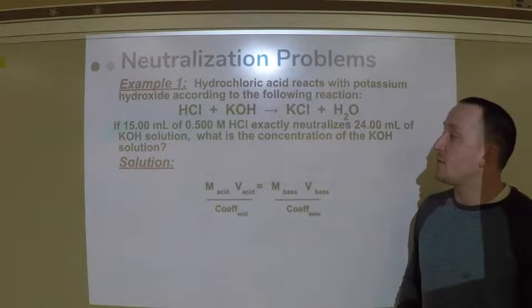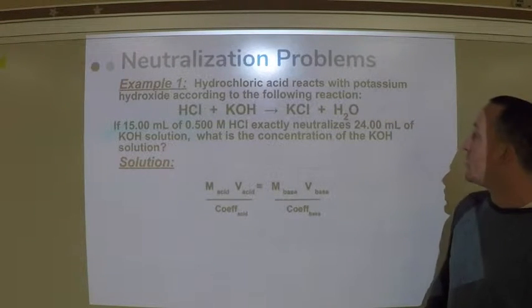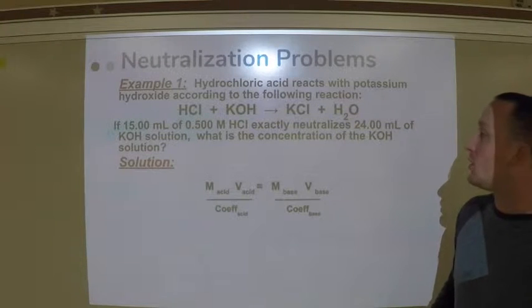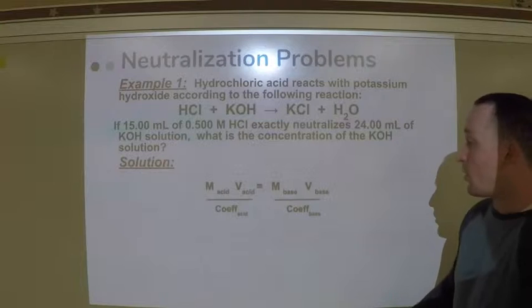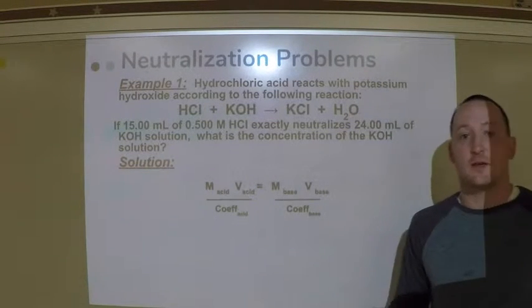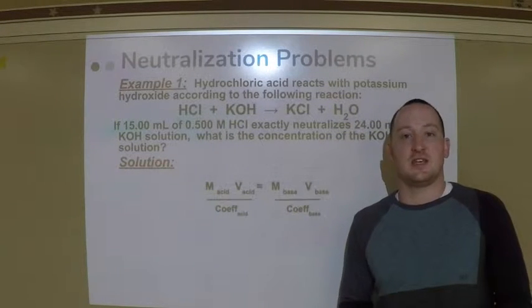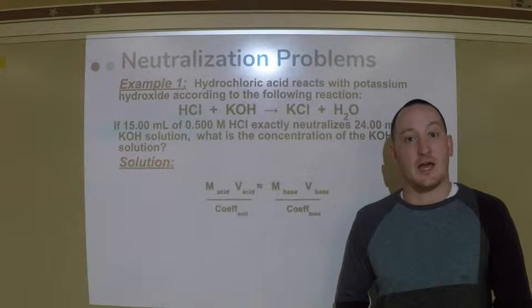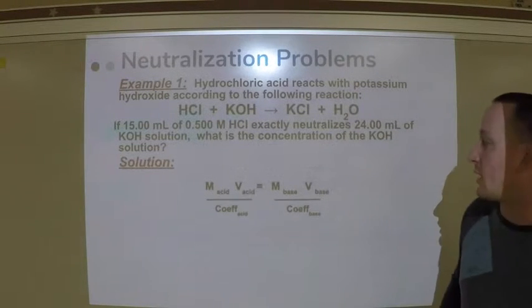It says if 15 milliliters of 0.5 molar HCl exactly neutralizes 24 milliliters of KOH solution, what is the concentration of the KOH solution? So that equation that I just introduced to you works exactly like we've been doing stoichiometry before. This equation is used a lot in acid and base reactions, what we would call acid and base stoichiometry or neutralization stoichiometry.